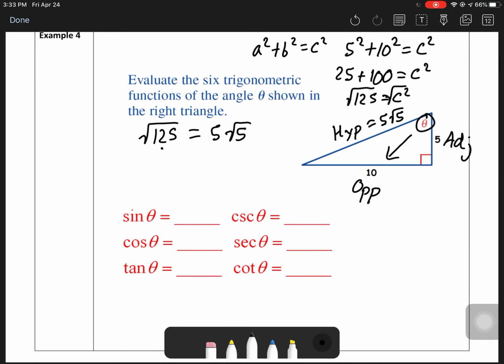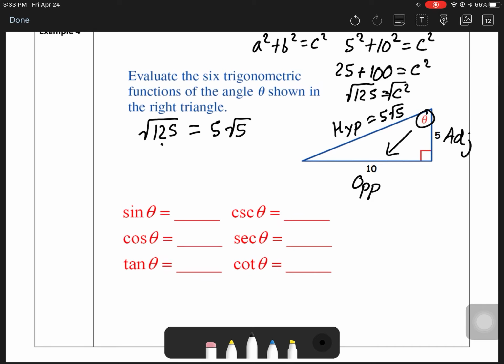All right, now that we have our 3 sides, let's go ahead and write these out. So the first thing is sine, opposite over hypotenuse. So I'm just on the left here, I'll write, just as a quick little reminder. So the opposite side is 10, and the hypotenuse is 5 square root of 5.